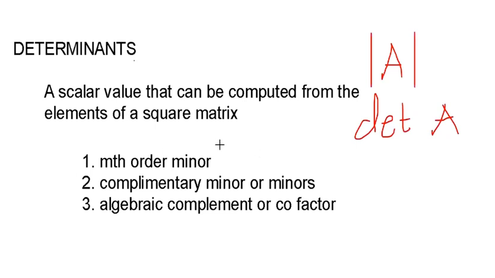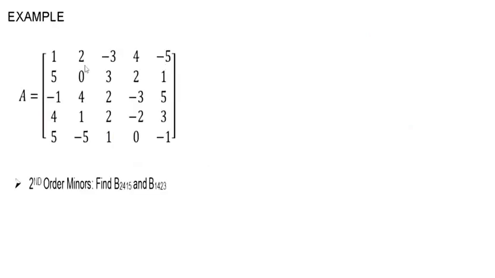So moving on, before we proceed to the evaluation of determinants, we need to first know what an nth order minor is, what the complementary minor or minors are, and what the algebraic complement is, which we call the cofactor. We have here an example. We have a 5 by 5 matrix A.